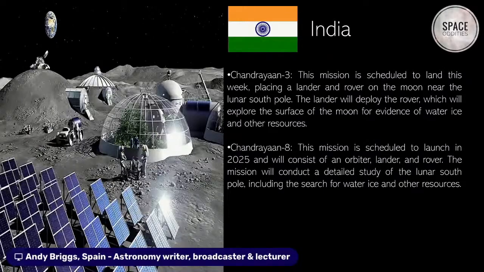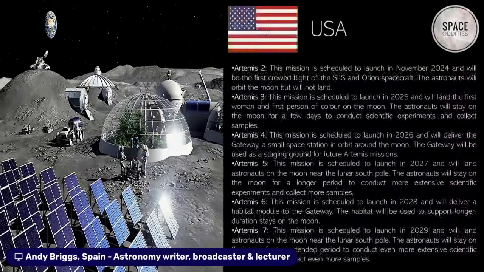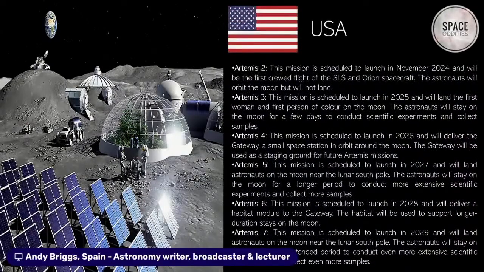And they're going to conduct a detailed study of the lunar South Pole, including the search for water, ice, and other resources. The USA has got the Artemis project, and it's all mapped out. Artemis 2, an uncrewed mission to fly round the moon, much like Apollo 8 did in the days of Apollo in 1968. Artemis 3 will be the first mission to actually land people on the moon, the first woman and the first person of color. Artemis 4 is going to deliver the Lunar Gateway. This is a space station that's going to orbit the moon and be used as a staging post for future Artemis missions.